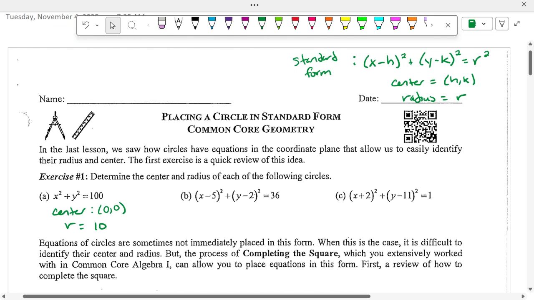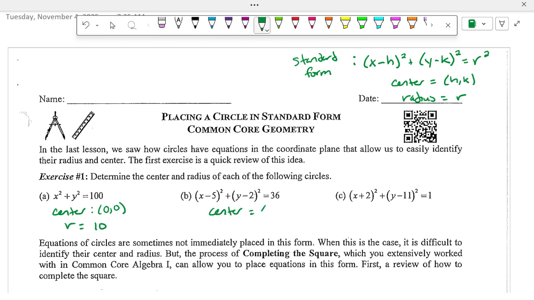All right. What's my center for letter B? 5, 2. What's the radius? Good. So remember, you just take the square root of whatever it's equal to get the radius. And then you flip the signs of what it is in the center to get the center. All right, last one. Good. What's the radius? Good. All right, so that's just a review from yesterday.